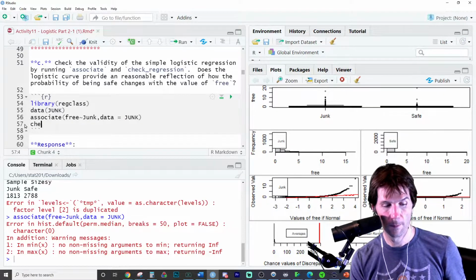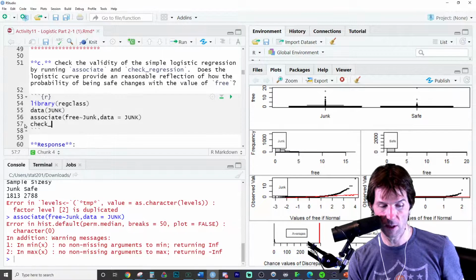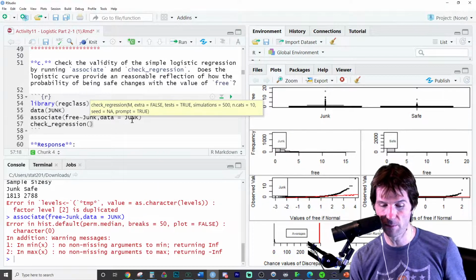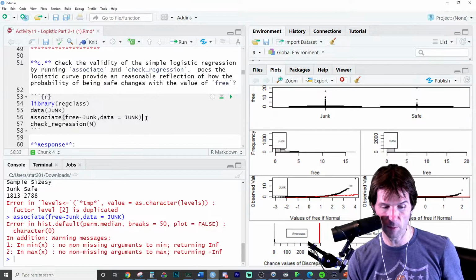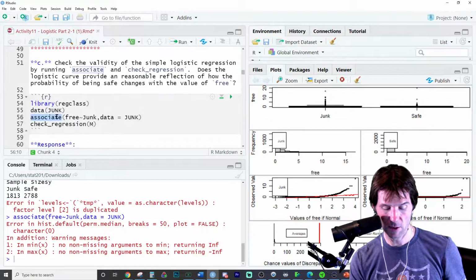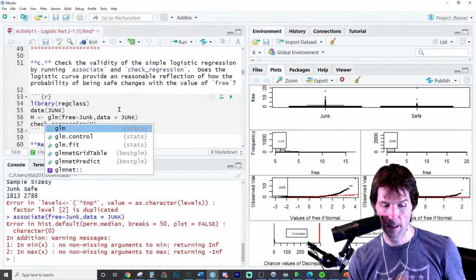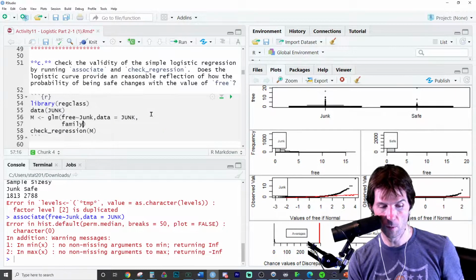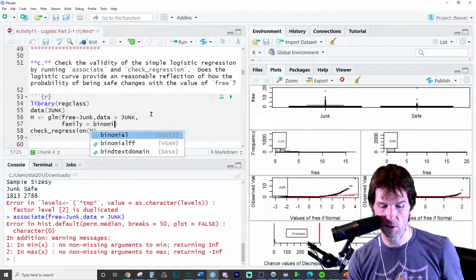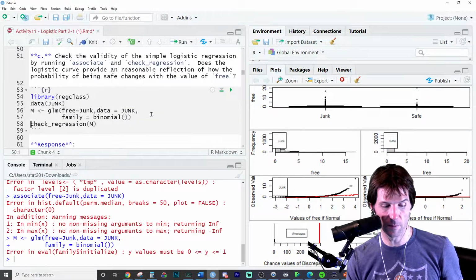That's an issue. The check regression right here is going to come back and tell us if the model we created previously is appropriate. And we don't have our model anymore. We're going to have to go remake it. Let's remake our model right here and see if we should be making this model. So when we run this right here, it's asking us, should we be making this model?